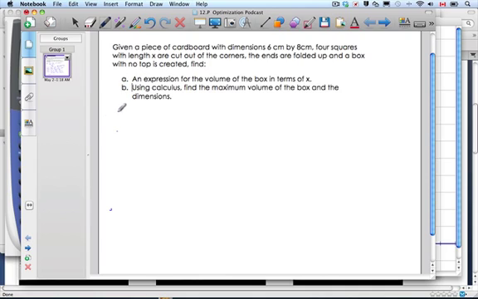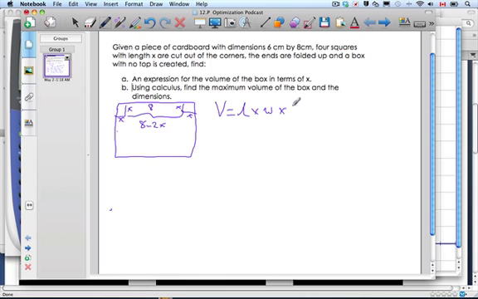It says to make an expression for the volume in terms of x. In our box we have a length of 8, with squares cut out, and these are all x's that have been cut. So the new total length would be 8 minus 2x. As we know, the volume of a box is length times width times height, and this length is simply 8 minus 2x.